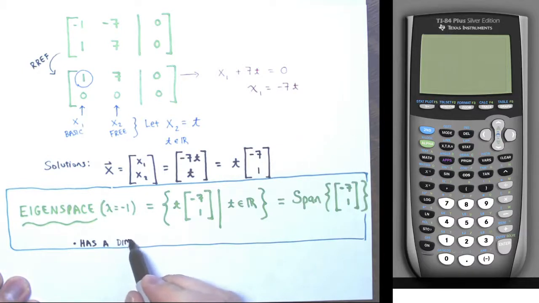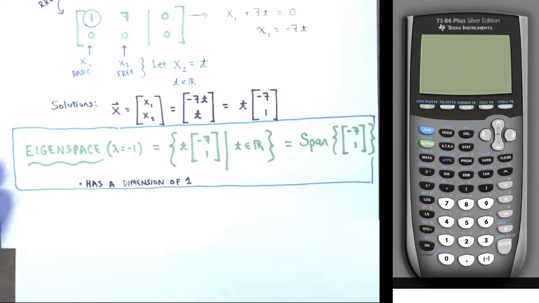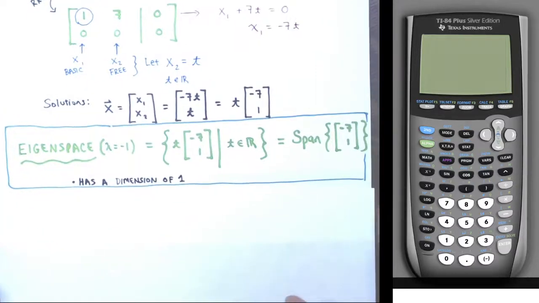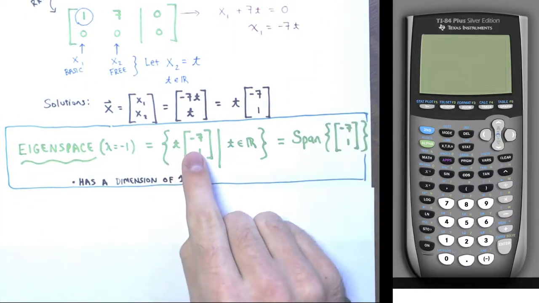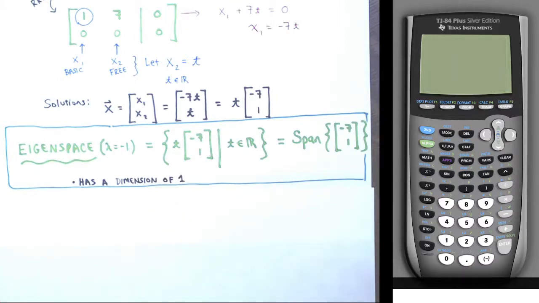So I'll point that out as well. It is a vector space. It should have a dimension as well. It has a dimension of 1. All right, so I've got the eigenspace for lambda equals negative 1. What about the eigenvectors? Again, like I said, the eigenvectors are just all these solutions, just not the 0 vector.